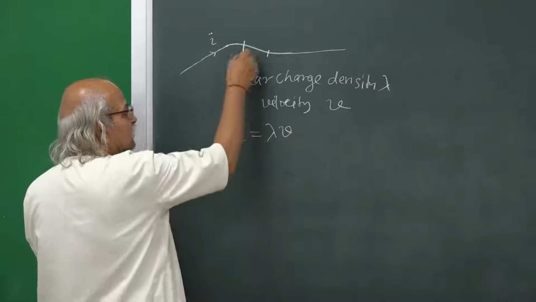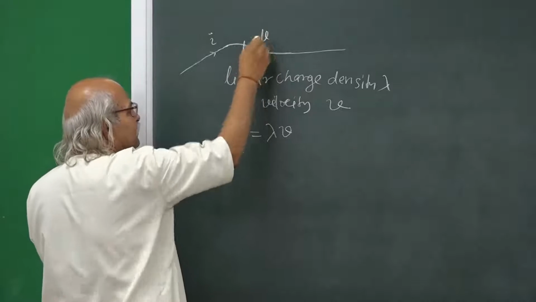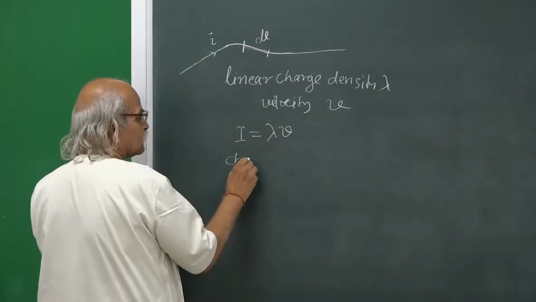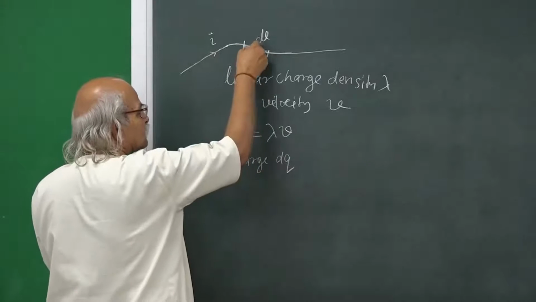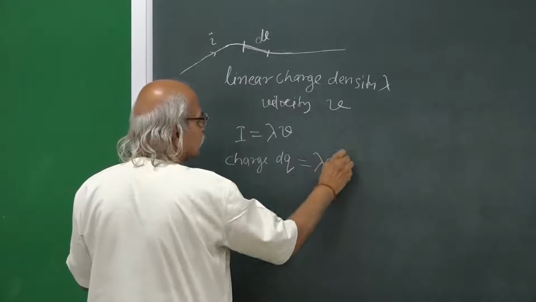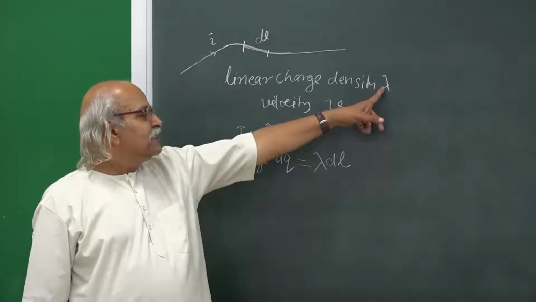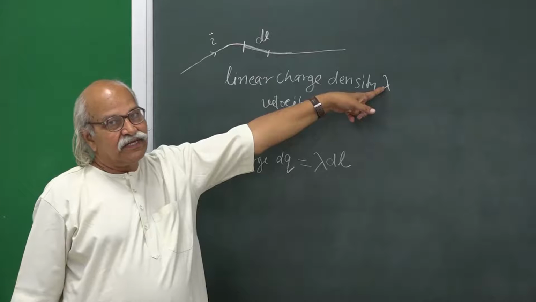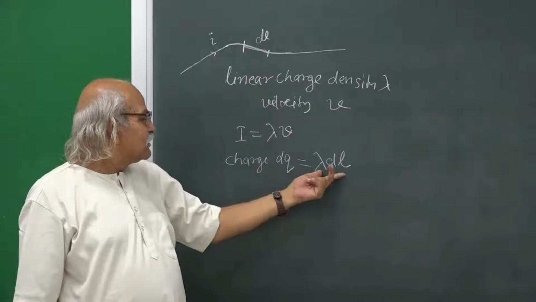And how much is the total charge here? The total charge here is, if this is dl, then the charge dq on this small dl will be lambda into dl. Lambda is the charge per unit length, linear charge density is charge per unit length, multiplied by this length dl, so that you get this charge.